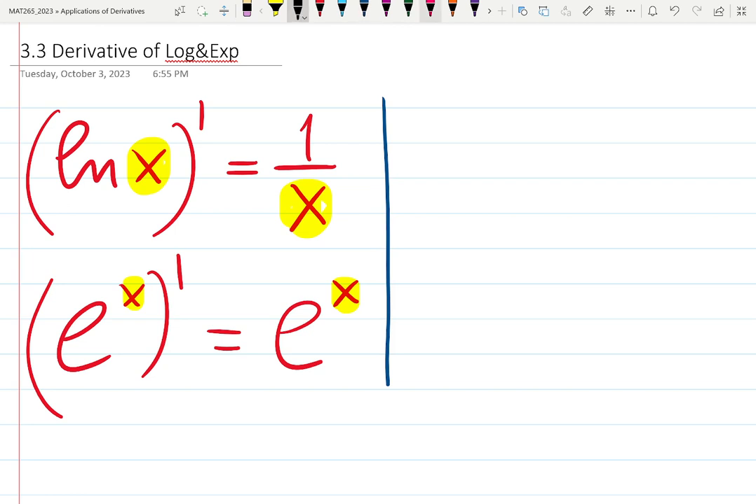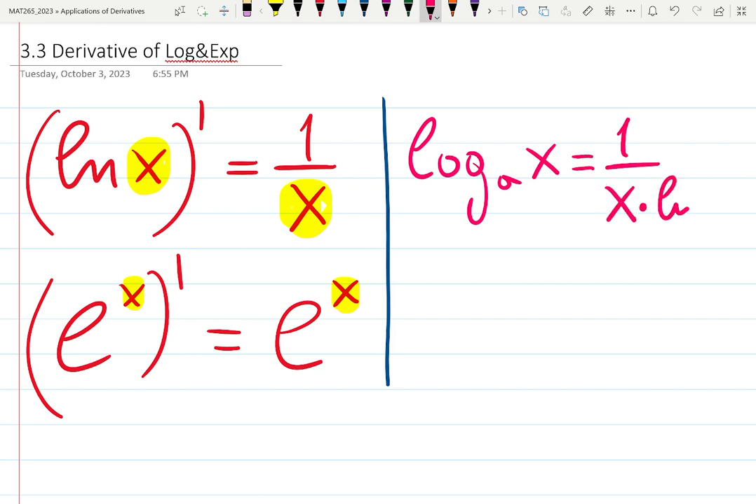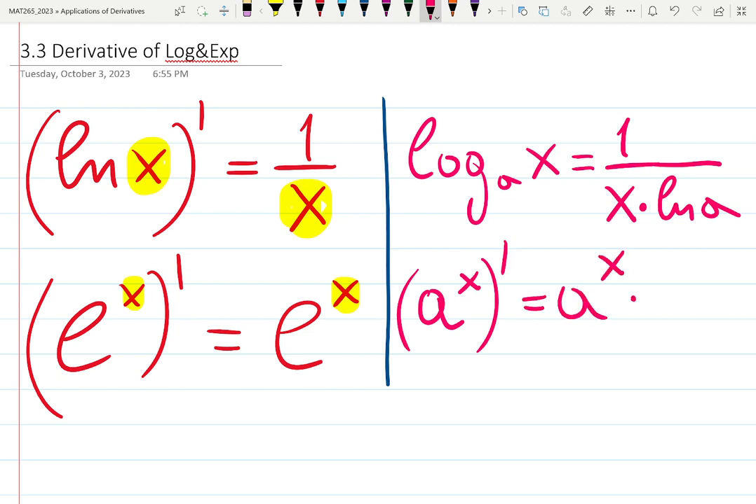Yeah, minus also. What if log has a base? So what happens with the base? Well, it's still going to be 1 over x, but also times natural log of a. What is happening with a to the x? It still copies itself, but then times natural log of the base.